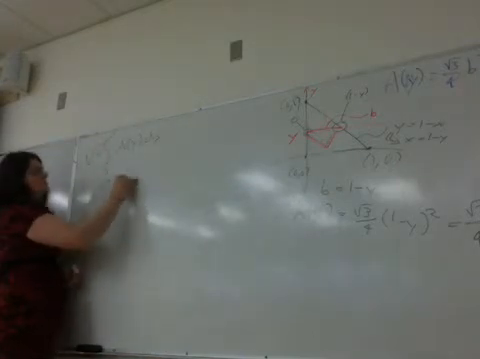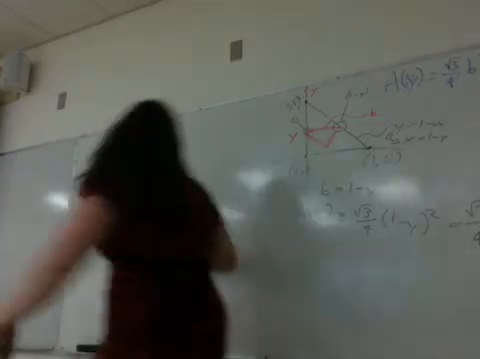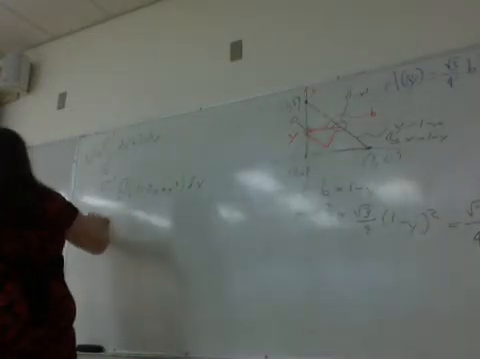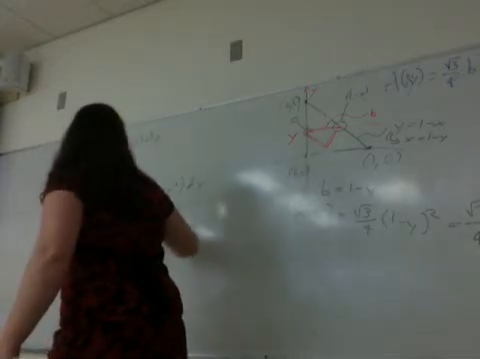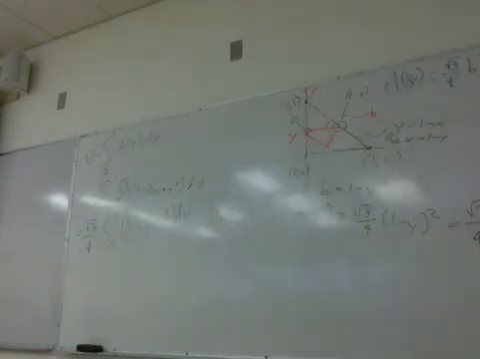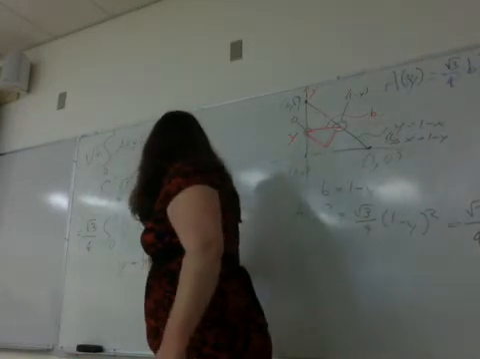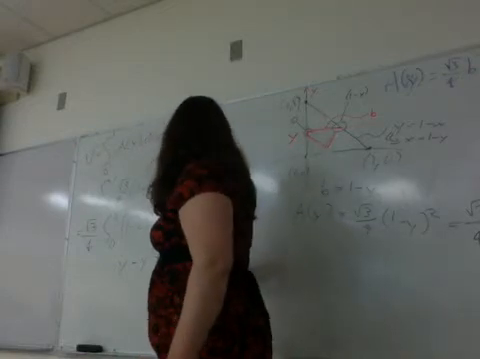The area is square root 3 over 4, 1 minus 2y plus y squared. Then that square root 3 over 4 is a number, so I can pull that out front of the integral. And then I should take the antiderivative of each of these guys. The antiderivative of 1 is just y. The antiderivative of 2y is y squared. The antiderivative of y squared is y cubed over 3. This whole thing's got to go from 0 to 1.